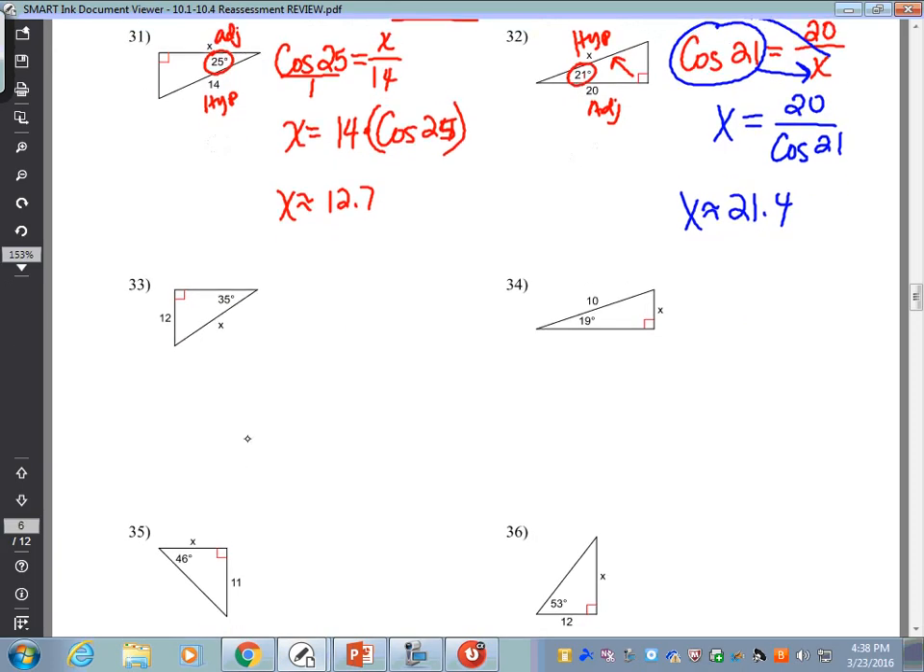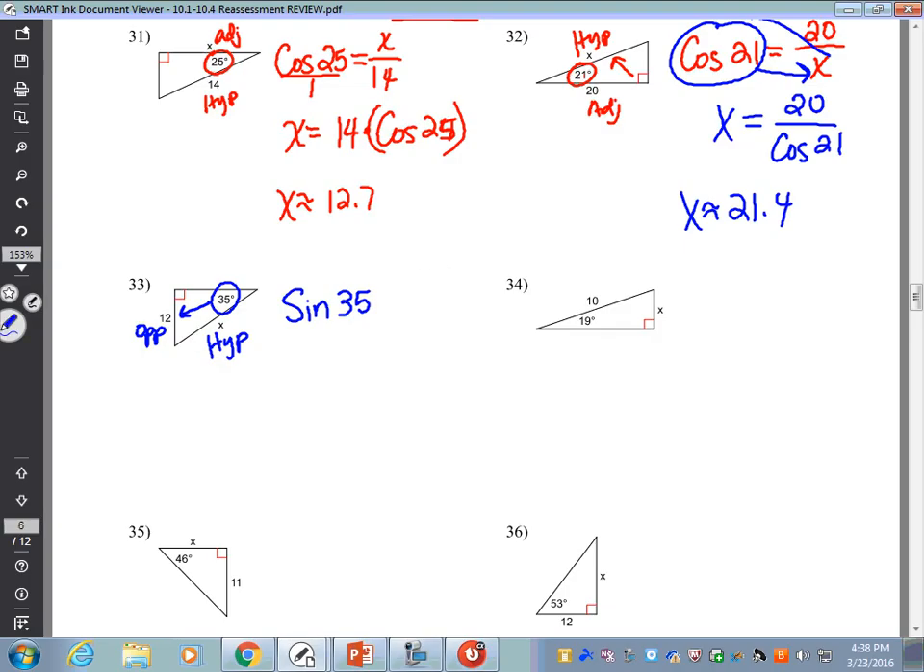Alright, for 33, so make sure we start off correctly. Circle the 35, the angle. X is your hypotenuse. But now we're going across to the opposite side. So 12 is opposite. What trig function is this? Correct. Sine of 35 equals opposite over hypotenuse. Basically our O over H.